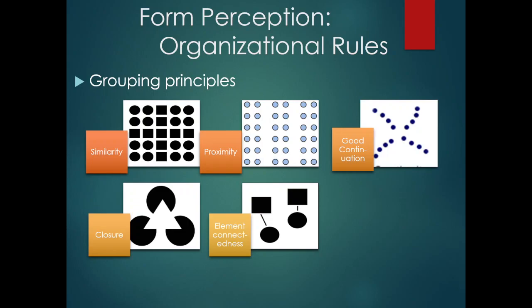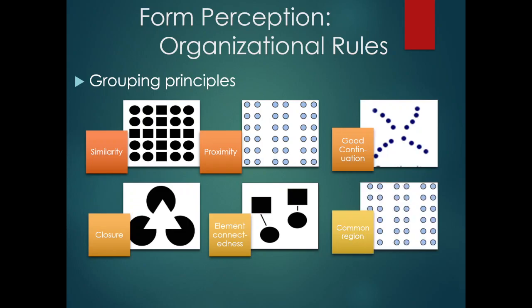Element connectedness. If there is a connection between 2 elements, you will see those elements as together. Even though similarity would tell us, oh, I should think of them as 2 squares and 2 circles, the fact that each square is connected to a circle makes you think, okay, those are forms, a circle-square form and a circle-square form, because they are in fact connected.